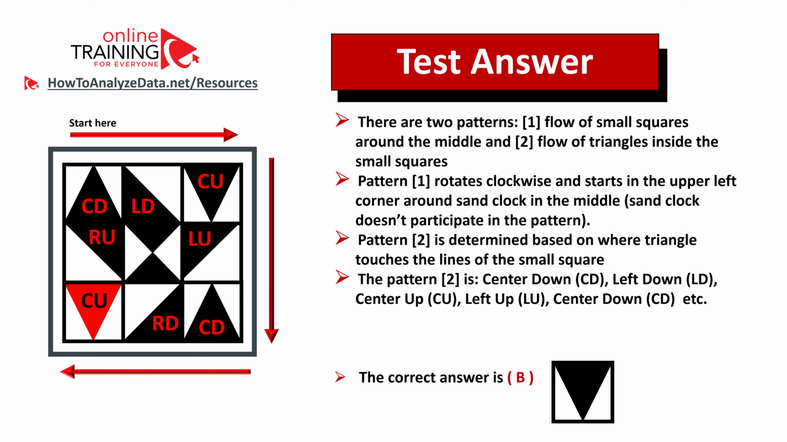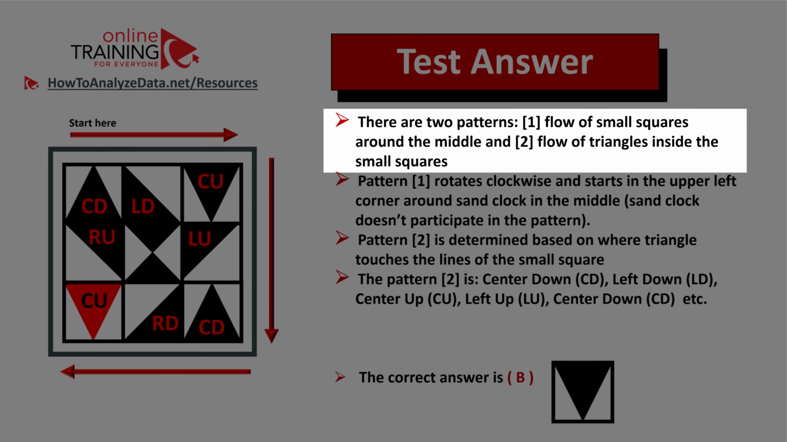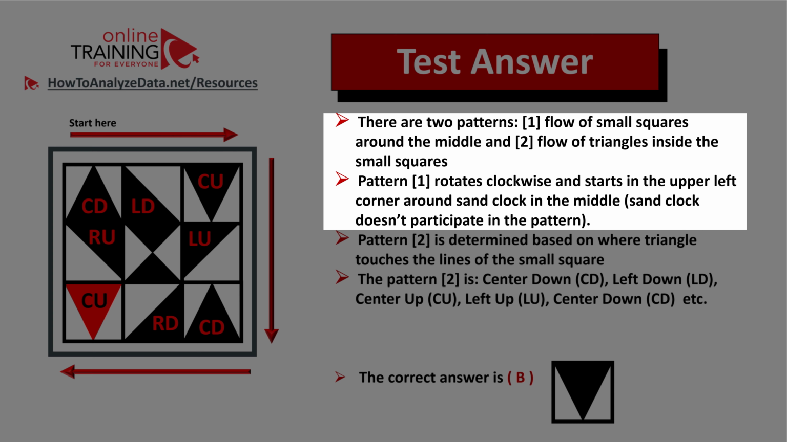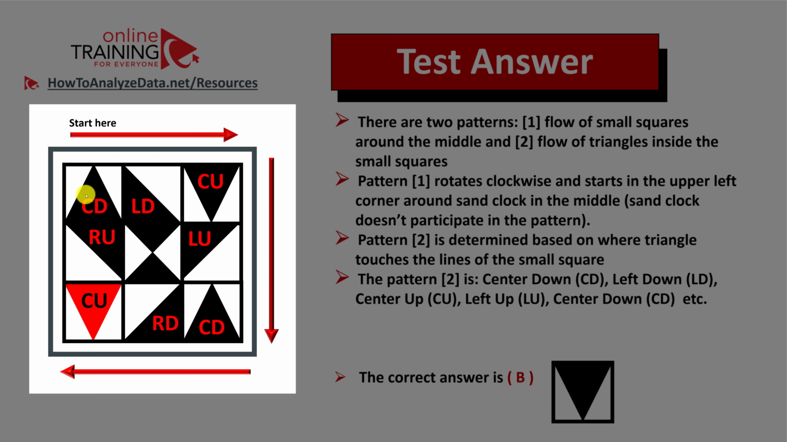We're presented with a very interesting challenge here, but the challenge could be broken down into 2 patterns. The first pattern is the flow of small squares around the middle, and the second pattern is the flow of triangles inside the small squares. Pattern 1 rotates clockwise and starts in the upper left corner. You see that the pattern rotates around the center square, which is in the middle, and the center square does not participate in the pattern.